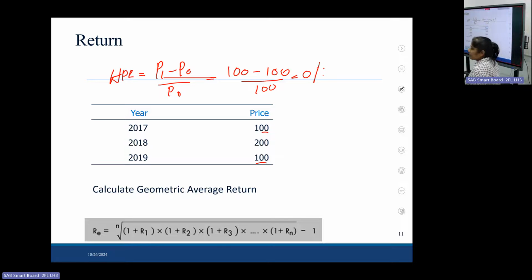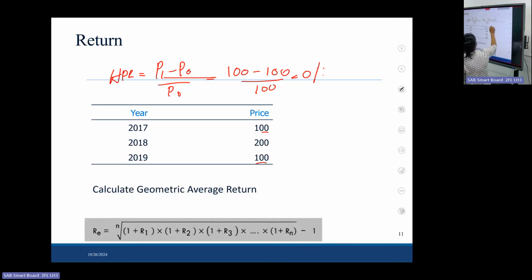Now you have to calculate the geometric mean and arithmetic average return to understand this concept. So let's calculate together. In order to calculate geometric and arithmetic average return, here you have to calculate return. So these are prices, no? Maintain the prices, not the return.